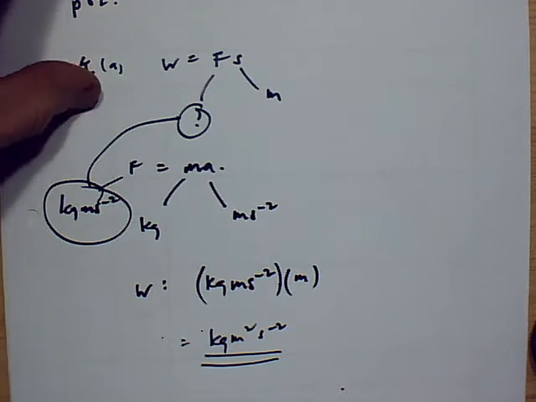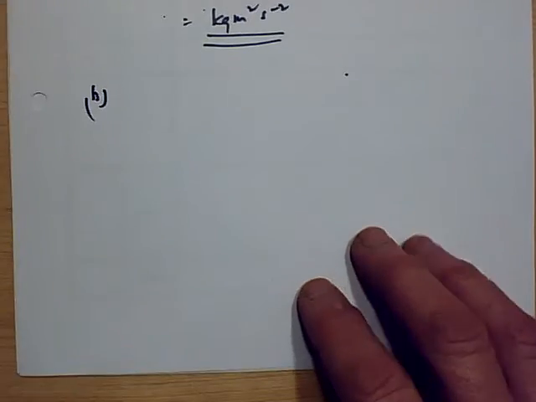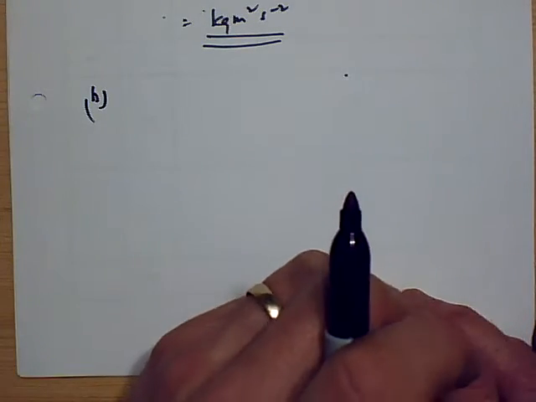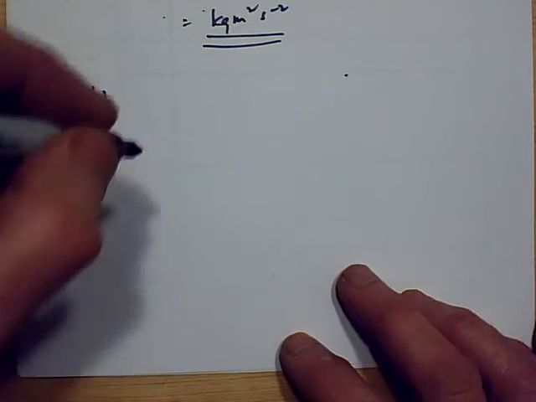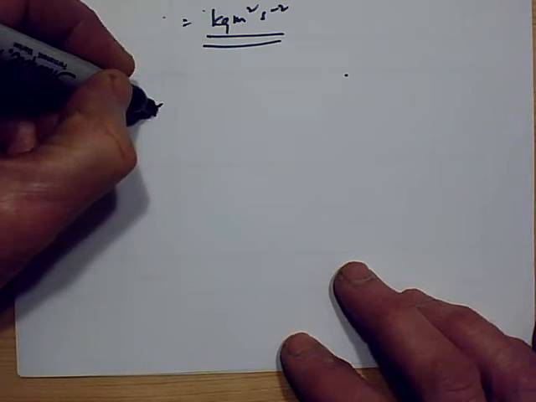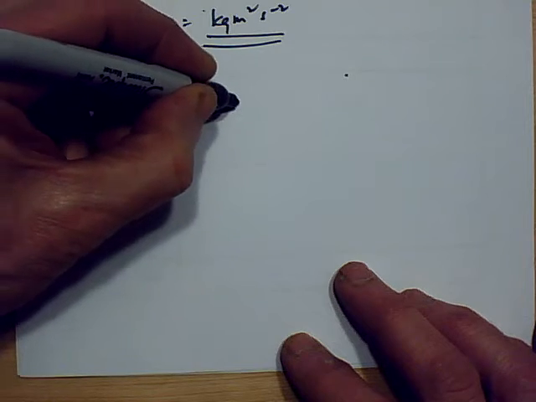Part B then says, calculate the kinetic energy of the person on the moving escalator. Kinetic energy is half mv squared.